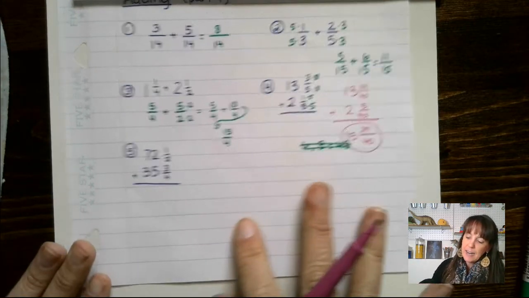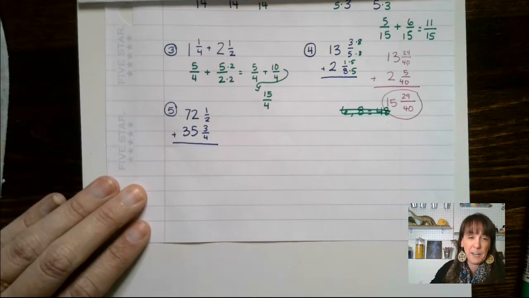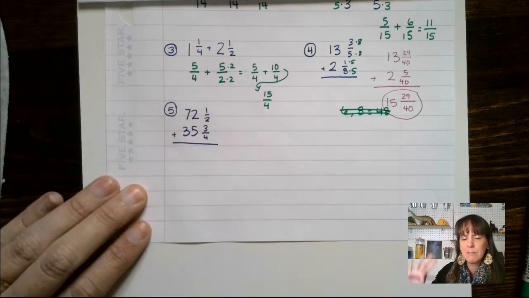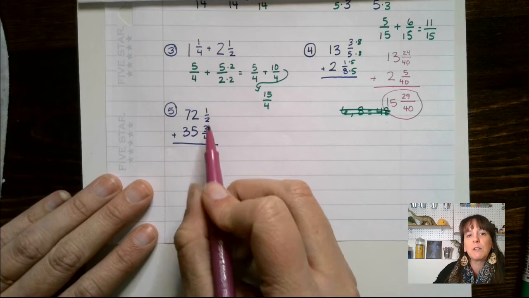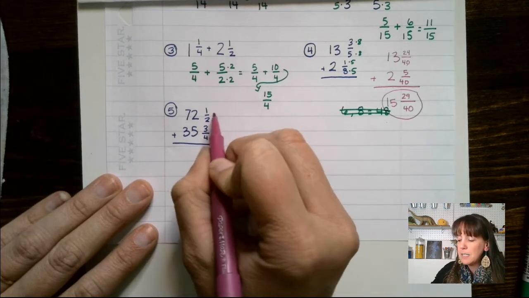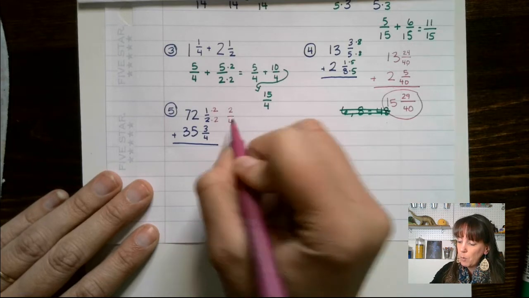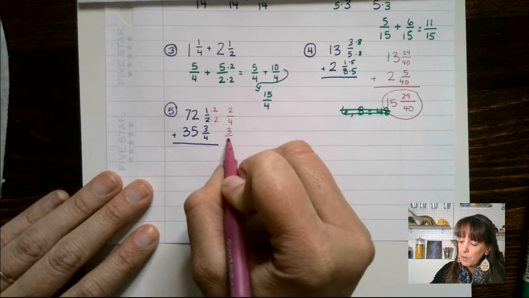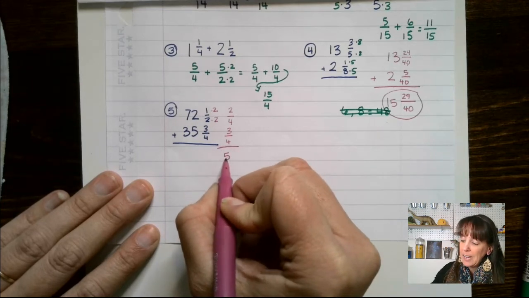Okay, now again, see, this would be a good case where you don't want to have to turn it into an improper fraction, because 72 times 2, and then, that's terrible. So let's deal with the fraction bits first. I've got a denominator of 4 and 2. And again, my common denominator is going to be 4. So I have 2 over 4 and 3 over 4. I'm adding those together.